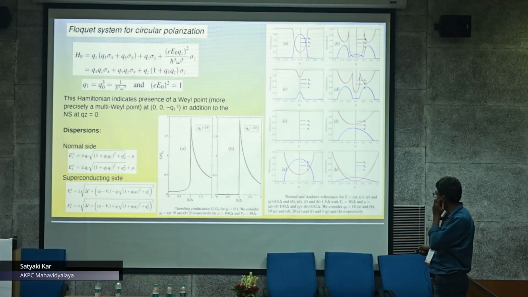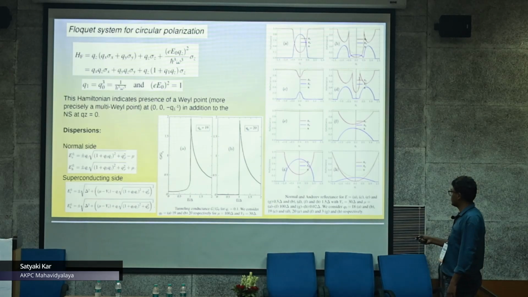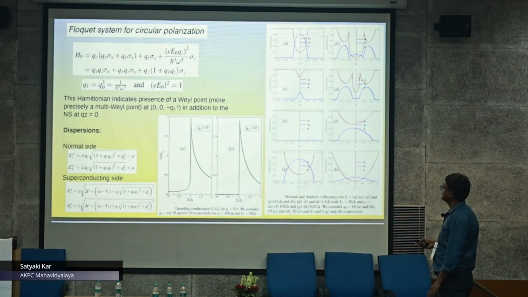And this is the tunneling conductance, where you can see the Andreev reflection becomes very small in these cases. That's why in the subgap cases, the tunneling conductance becomes almost 0. And then if you keep on increasing the strength Q naught, which is given by this quantity, then you can actually completely perish that subgap conductivity. This is for the circular polarization.